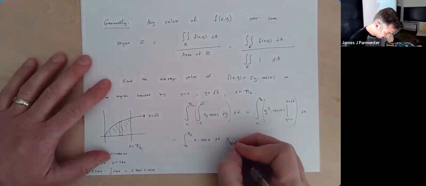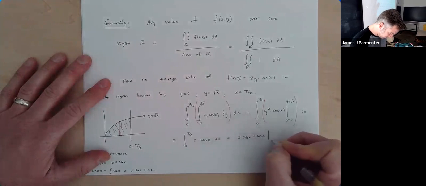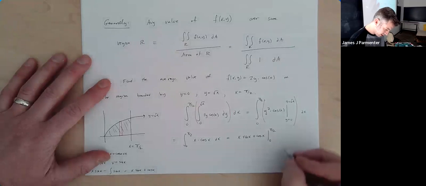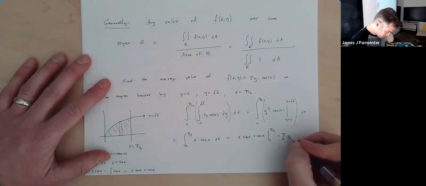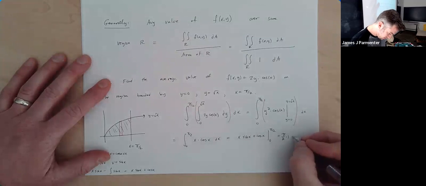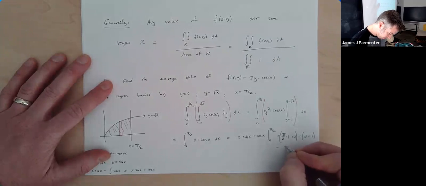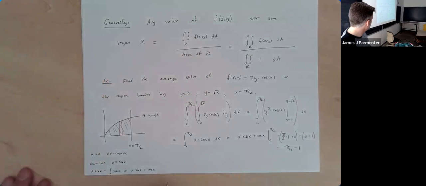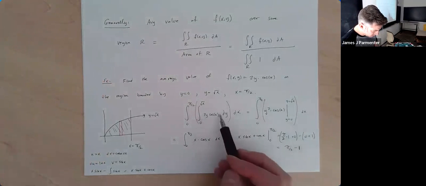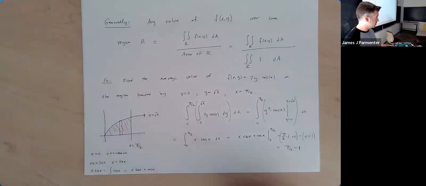Then I can go back here and say, okay, great. That's going to be x sine x plus cosine x evaluated from 0 to pi over 2. I'm going to get pi over 2 times sine of pi over 2, which is 1, plus cosine of pi over 2, which is 0, minus 0 times sine of 0, which is 0, plus cosine of 0, which is 1. So I end up with pi over 2 minus 1. And that is the volume under this function over this region. But if I want to find the average value, I then have to find the area of this region.